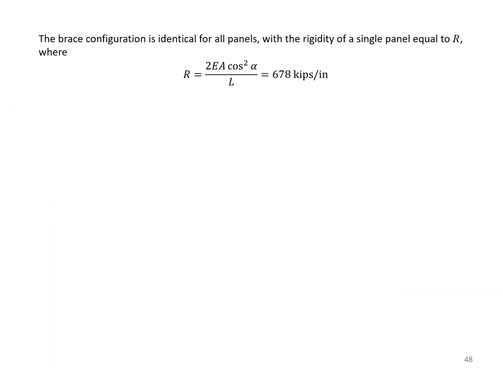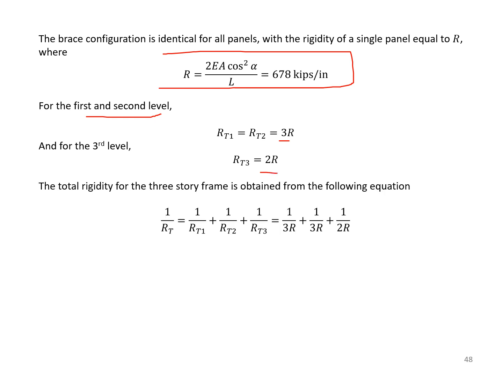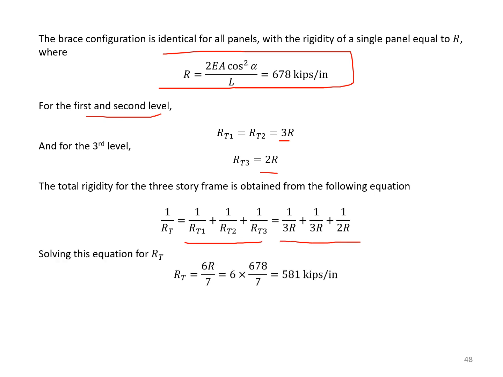So for each level, first of all, each of those panels has an R equal to 678 kips per inch. And this was in our previous example. So we know that one. Let's just keep it as R. Then for the first and second level, when we have 3 bracings, that's 3R. For the third level is 2R. Very simple. For the total, remember our equation, plug numbers in there, and total RT is 6R over 7, and put numbers there is 581 kips per inch. Gives you an approximate value that you can use in your hand calculations.